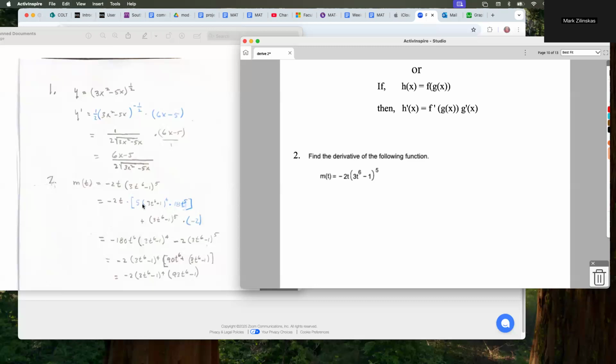So let's multiply all the numbers first. 5 times 2 is 10. Times 18, I get 180. t times t to the 5th gives me t to the 6th. And of course, I have a negative there. A negative times all those positives will give me a negative product. So when I multiply all this together, I end up with this expression here.